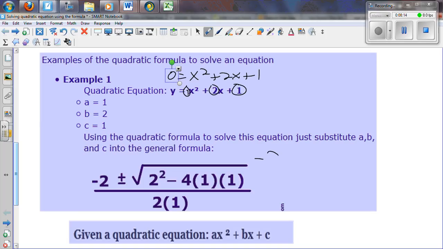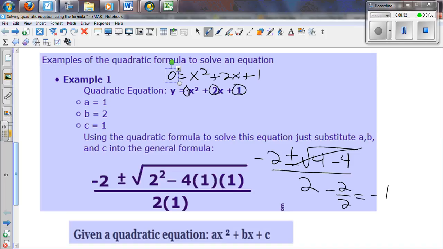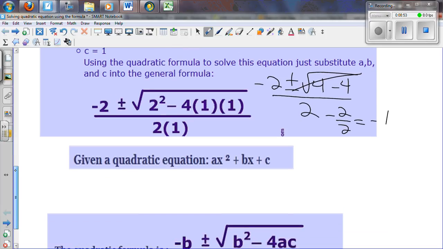So this is negative 2 plus or minus the square root of 4 minus 4, all over 2. Well, 4 minus 4 is 0, and the square root of 0 is 0, so that whole thing cancels out, and you just get negative 2 over 2, which equals negative 1. Now notice we only got one answer for this, and we know that all quadratic equations have 2 answers. Well, since this is a perfect square, really x equals negative 1 and x equals negative 1, but we only write one of them. So you can get a quadratic equation that just has one answer if the answers really are 2 of them and they're the same answer.